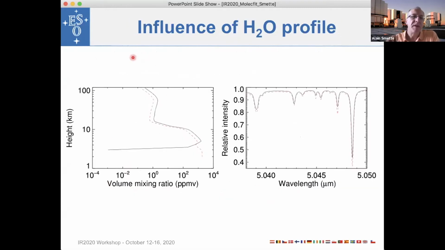Just to illustrate this, here on the left is an atmospheric profile of the abundance of water vapor that have the same total precipitable water vapor, so we have 2 millimeters. The black line shows no water vapor at the altitude of the observatory, while the red one shows most of the water vapor at the observatory altitude. And you can see how much the corresponding spectra will differ.